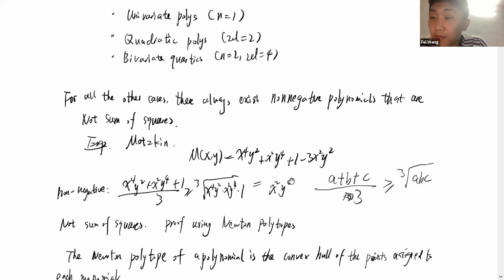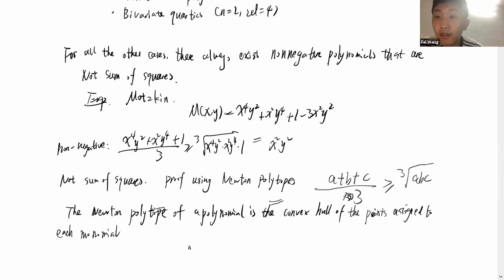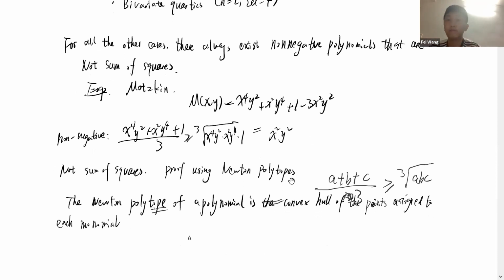Then multiply both sides by 3, and by putting the right-hand side to the left-hand side, we get that the Motzkin polynomial is non-negative. But this polynomial, the Motzkin polynomial, is unfortunately not a sum of squares. So how do we prove it?